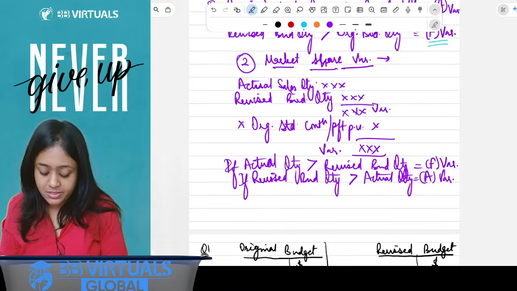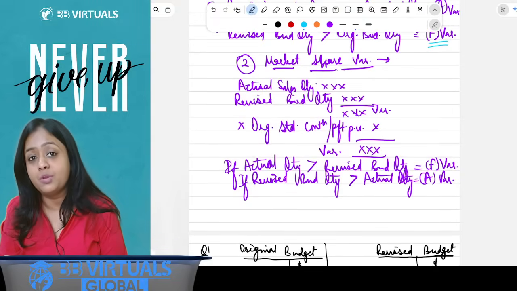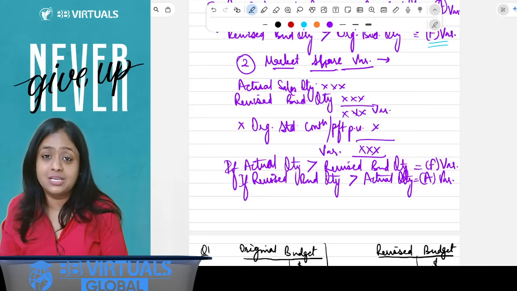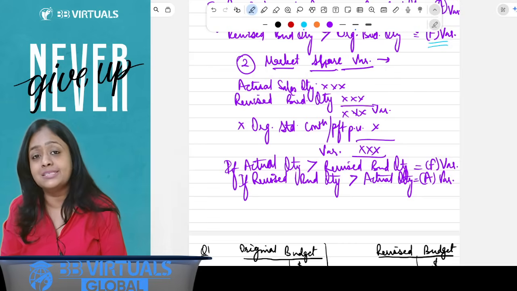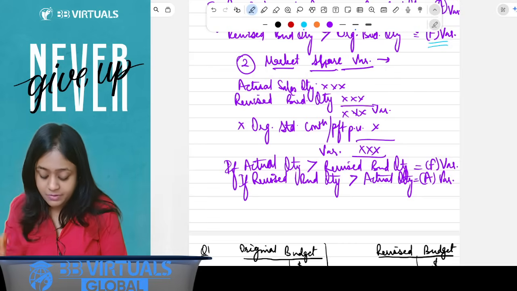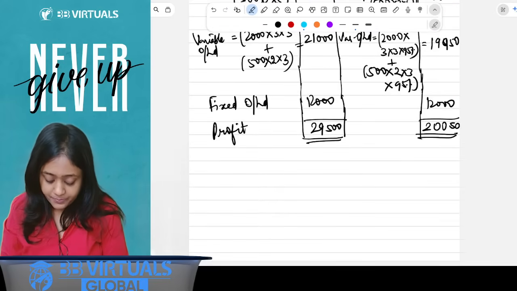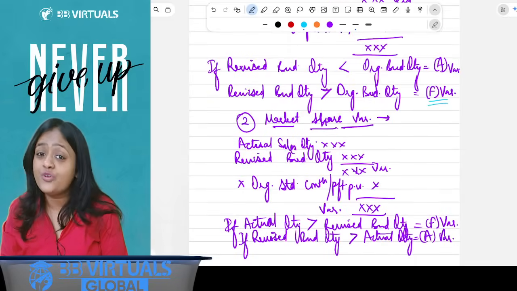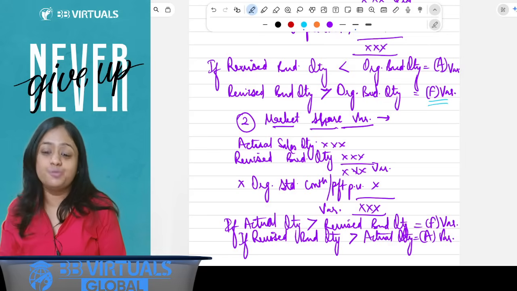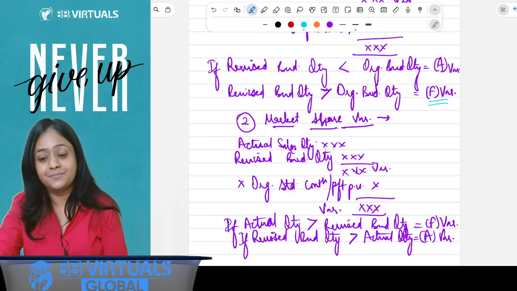Market share variance is basically when we compare the revised budgeted sales quantities with the actual figures. Of course, if actually the entity is selling more than the revised, it's a favorable variance. Okay, I hope I'm very clear about it. And now you have a firm hold of these as well. Let's move on to the next topic.